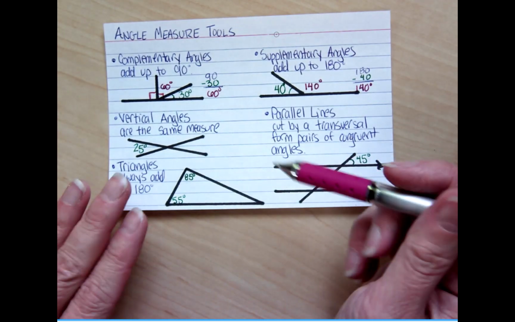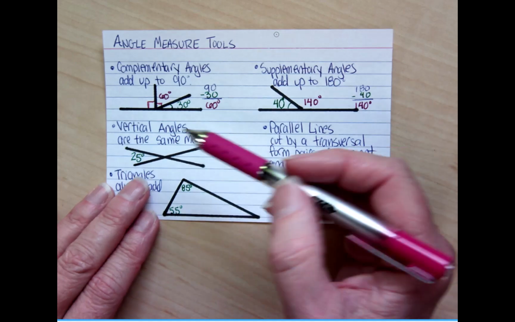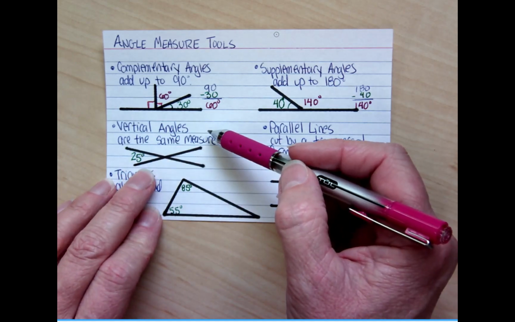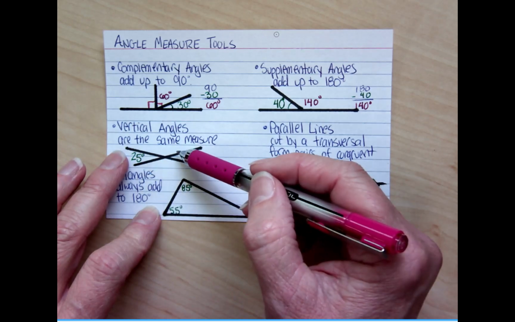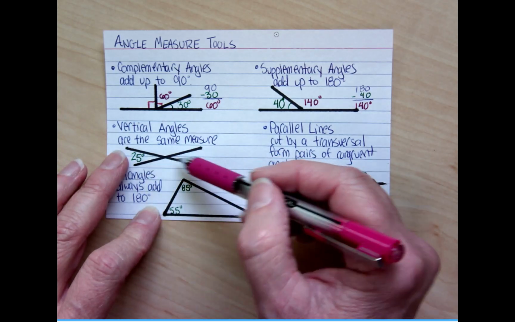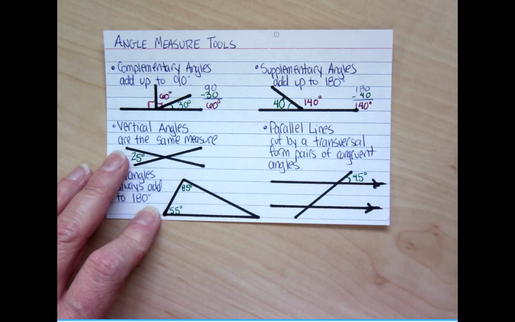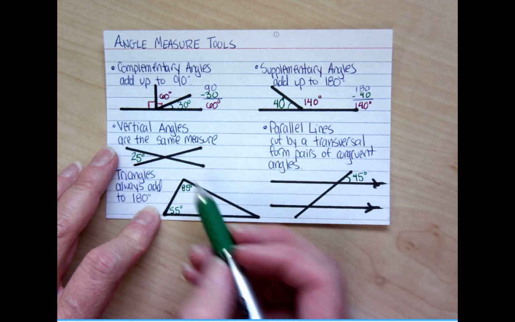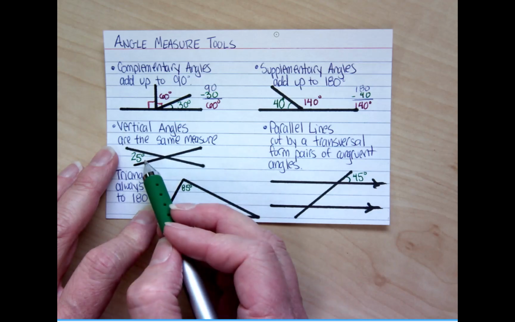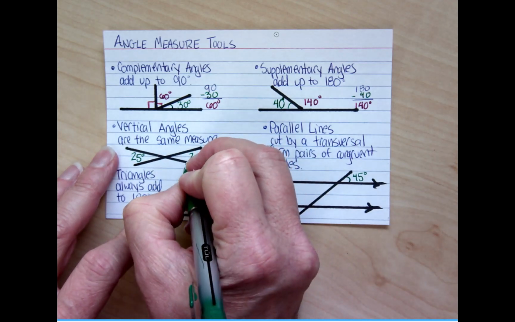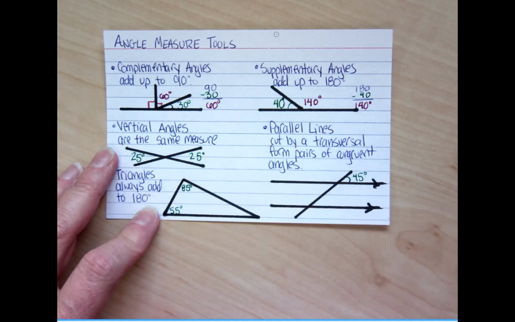What we started in this unit was vertical angles. Remember that vertical angles are formed by intersecting lines, and they're on opposite sides of this X that the intersecting lines form. And vertical angles always have the same measure. We can use rotation to rotate that 25 degrees over to this side right here. So if you know one vertical angle, you know the other one.